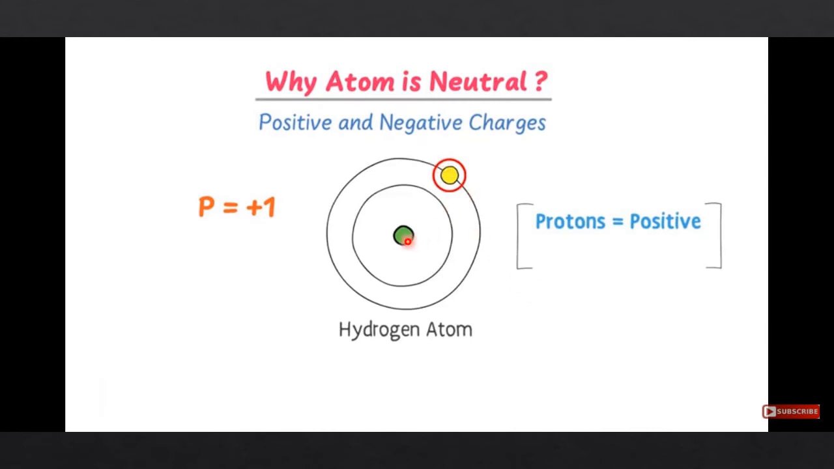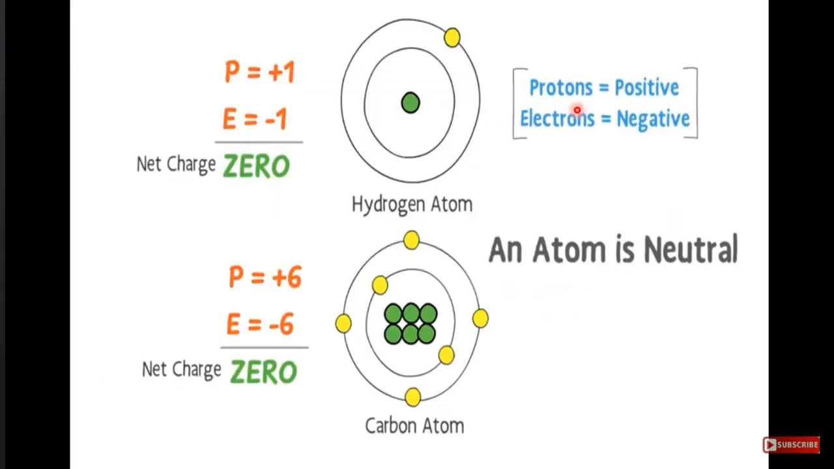As you know, an atom has positive and negative charges. Positive charge is present in the nucleus, whereas negative charge is present in the shells that surround the nucleus. Both are equal in magnitude, as protons are positive charges and electrons are negative charges. In a hydrogen atom, the number of protons is 1 and the number of electrons is -1. So the net charge is 0. As a whole, an atom is a neutral particle.